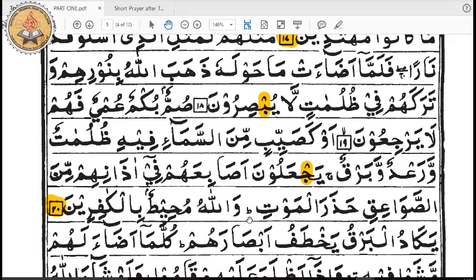Over here, because you're stopping, like we learned before, when we're stopping, this kasra becomes a sukoon. So you join this together as maut. Maut. Well done. Now this last bit.